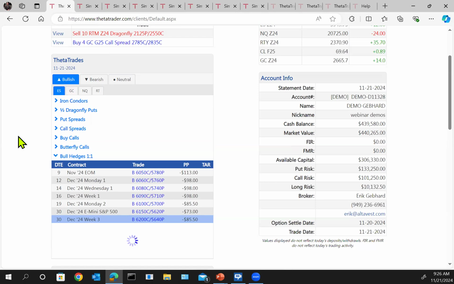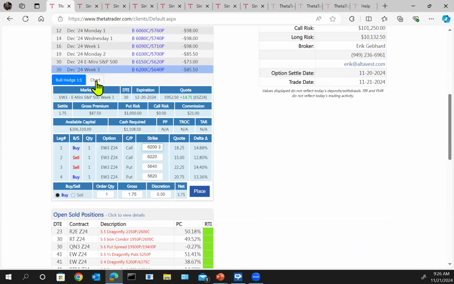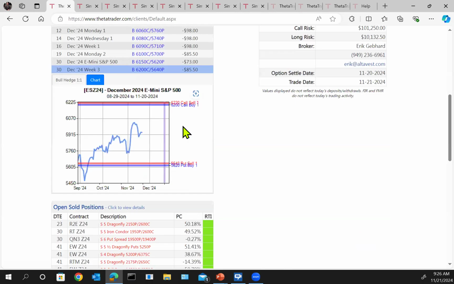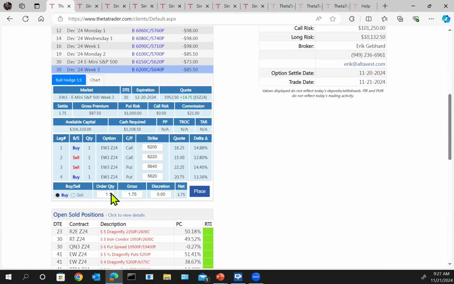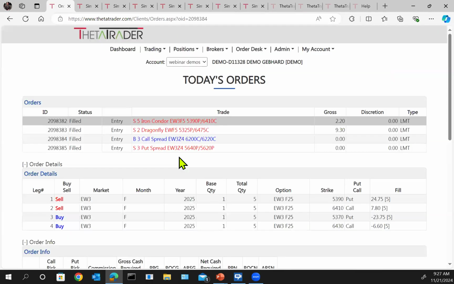But a bull hedge is essentially buying an out of the money call spread, but to pay for it, you sell an out of the money put spread. So here's what it looks like. So you buy this out of the money call spread, but to pay for it, you sell an out of the money put spread here. And we'll go ahead and see about just jumping in here with 3 of these. Sometimes you can do these for even money, so it doesn't cost you anything. But that's an example of how that might work.